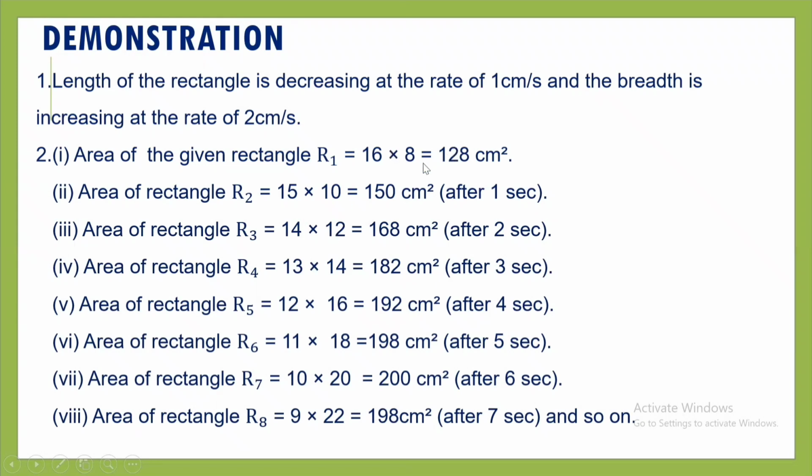maximum area? The maximum area: 128, 150, 168, 182, 192, 198, 200 and 198. The maximum out of these is this area, the area of R7, which is coming out to be 200 centimeters square, and it is after 6 seconds. So using this, we are going to fill up the blanks that are there.